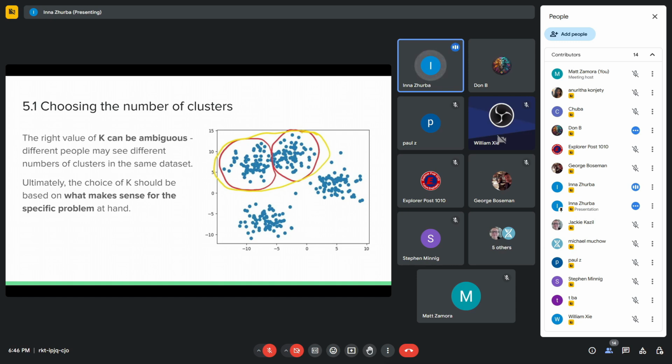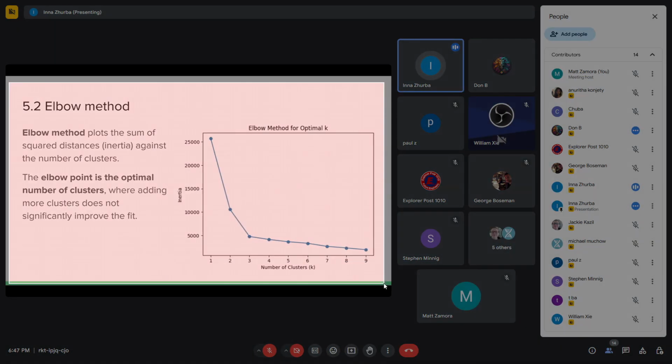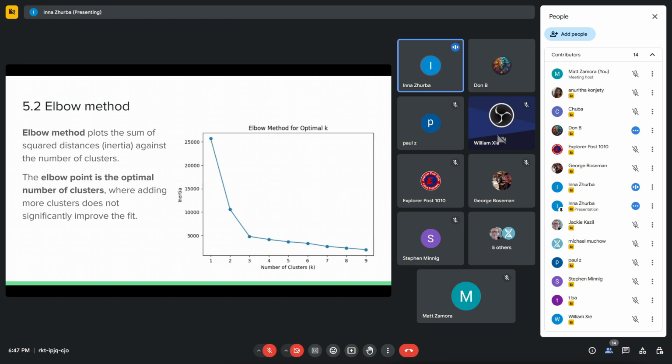So if we know how many clusters we have, just based on the problem we are trying to solve, we should go on and do just that. But if we need some method to choose or to start with, say, there is the elbow method. It's called elbow because on the graph we're looking for this elbow point where the data stops changing rapidly. And this method helps determine the optimal number of clusters by assessing how well the clusters fit the data.